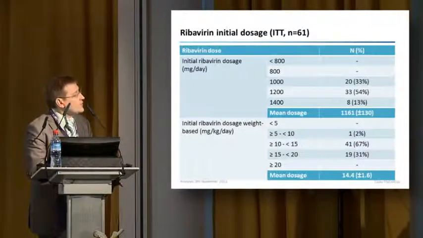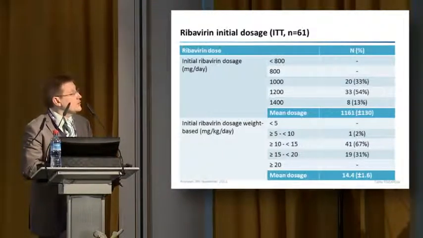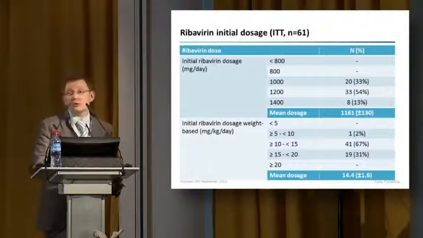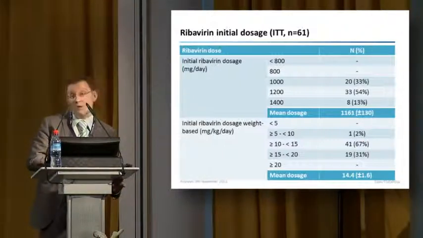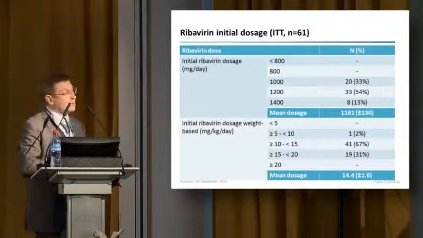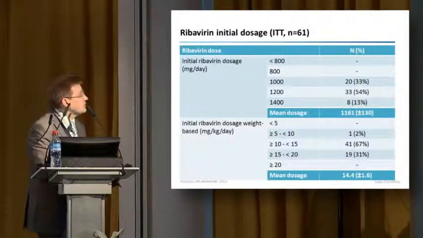Here you can see how the mean dose is calculated, and you see that in the majority of patients the dose was between 10 and 15, and even in 1/3 between 15 and 20. So in some patients, the dose of ribavirin is even higher than the recommended 15.5 milligram per kilogram per day. Next slide, please.